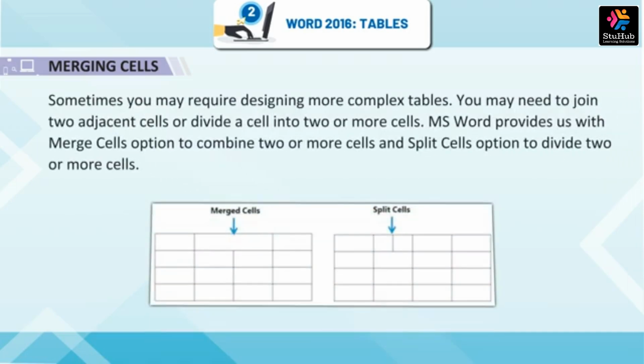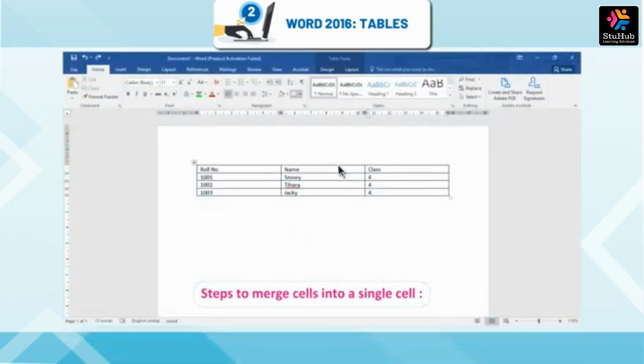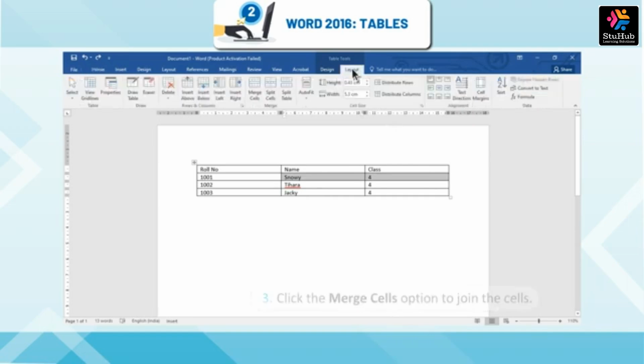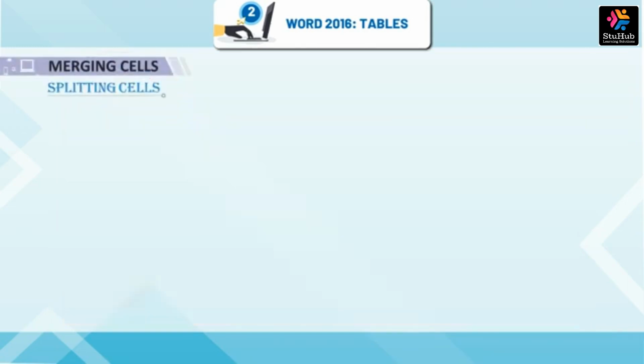Merging cells. Sometimes you may require designing more complex tables. You may need to join two adjacent cells or divide a cell into two or more cells. MS Word provides us with the Merge Cells option to combine two or more cells and the Split Cells option to divide cells. Steps to merge cells into a single cell. 1. Select the cells you wish to join. 2. Select the Layout tab. 3. Click the Merge Cells option to join the cells.